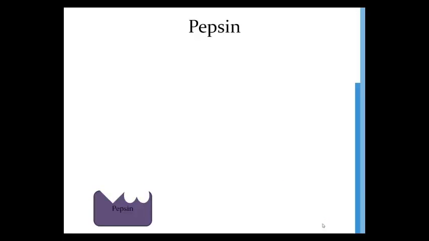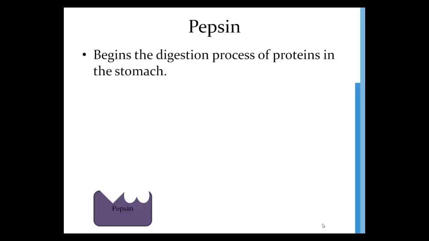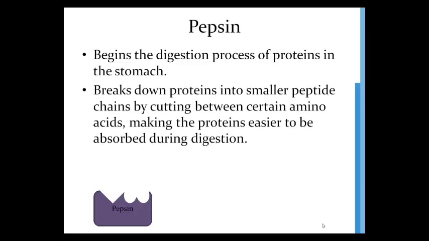Another type of enzyme is pepsin. Pepsin begins the digestion process of proteins in the stomach. It takes proteins and breaks them down into smaller peptide chains. And it does this by only cutting between a certain pair of amino acids. There's different enzymes that cut between different pairs of amino acids. This just makes the proteins a little bit more sizable. That way they can be absorbed easier during digestion through the walls of the intestinal tract.